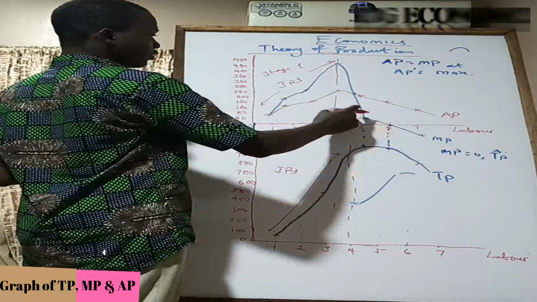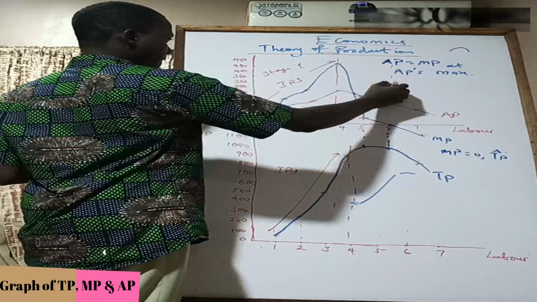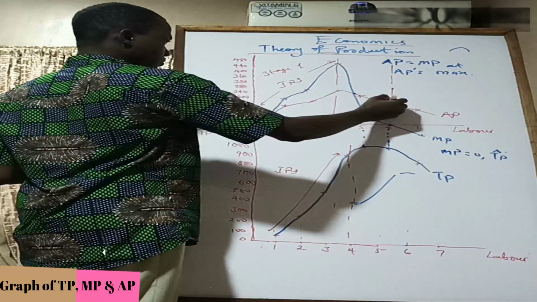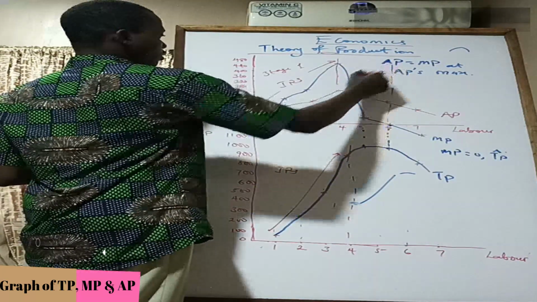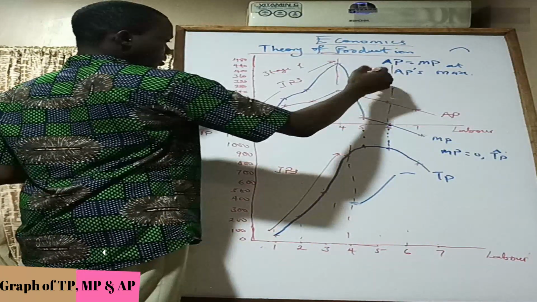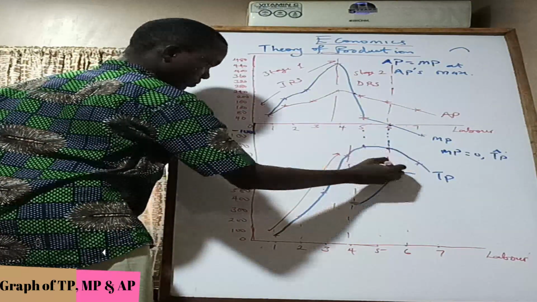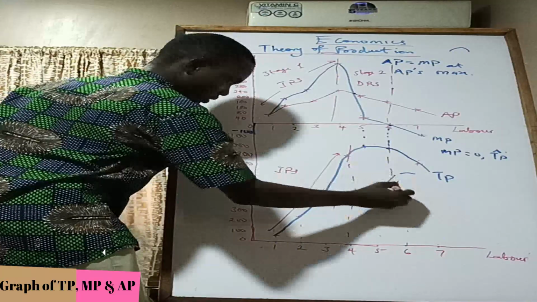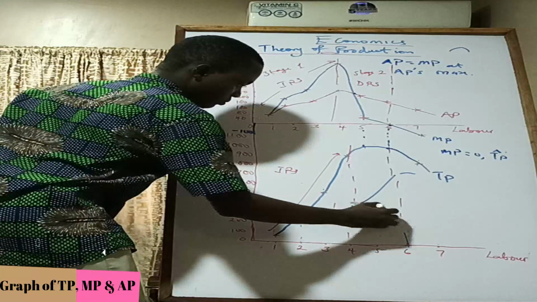Then when it started falling, it goes to this point. So this is the second part. This is stage 2, where you have decreasing returns. So stage 2 covers all of these parts like this. So this is number 6. So you have decreasing returns to scale.